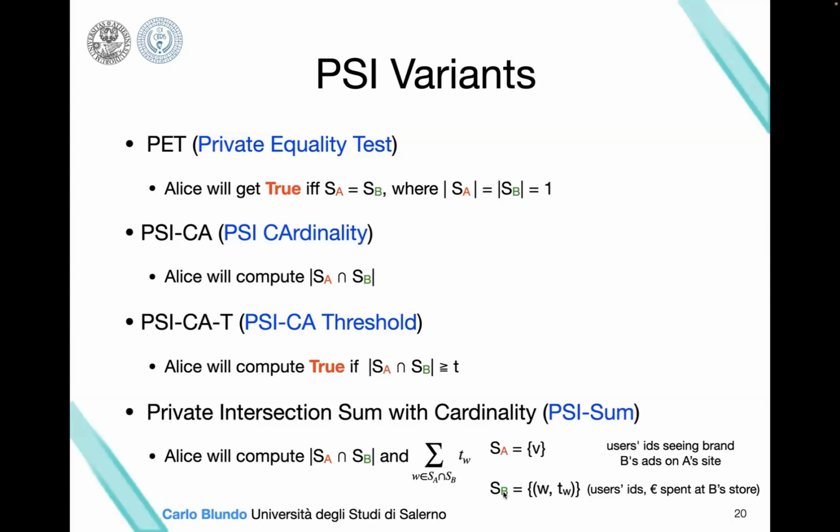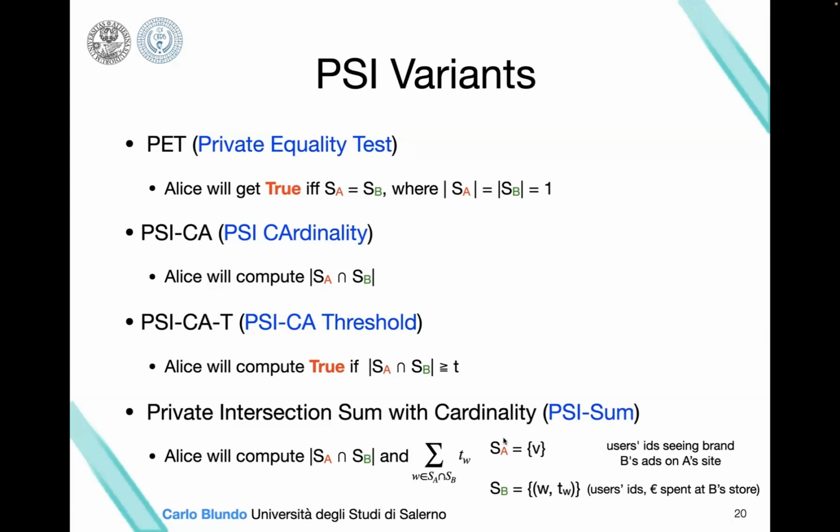It could be Nike, Lotto, or Adidas, and we can assume that the same user registered with both sites using the same email. So, for instance, V and W represent the identity of the users. They could be, as I said, email. And using this private set intersection sum protocol, Alice will compute the number of users in common with Bob and the total amount they spent in Bob's store.